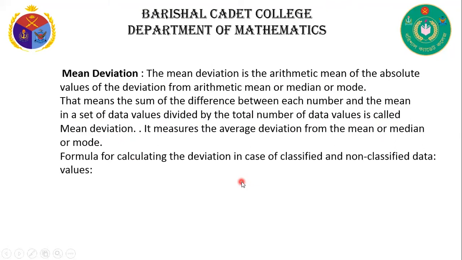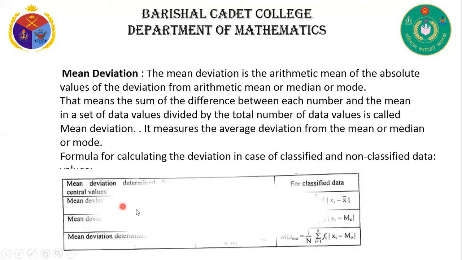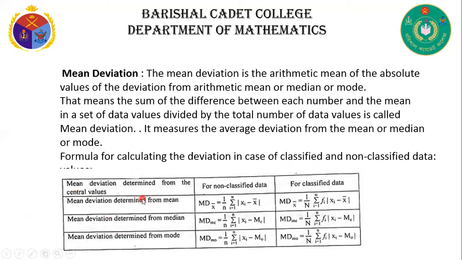Formula for calculating the deviation in case of classified or non-classified data values. Mean deviation determined from the central values. For non-classified data, mean deviation from mean, MD x bar, is equal to 1 by n summation i equal to 1 to n modulus xi minus x bar. For classified data, MD is equal to 1 by n summation i equal to 1 to n fi modulus of xi minus x bar.